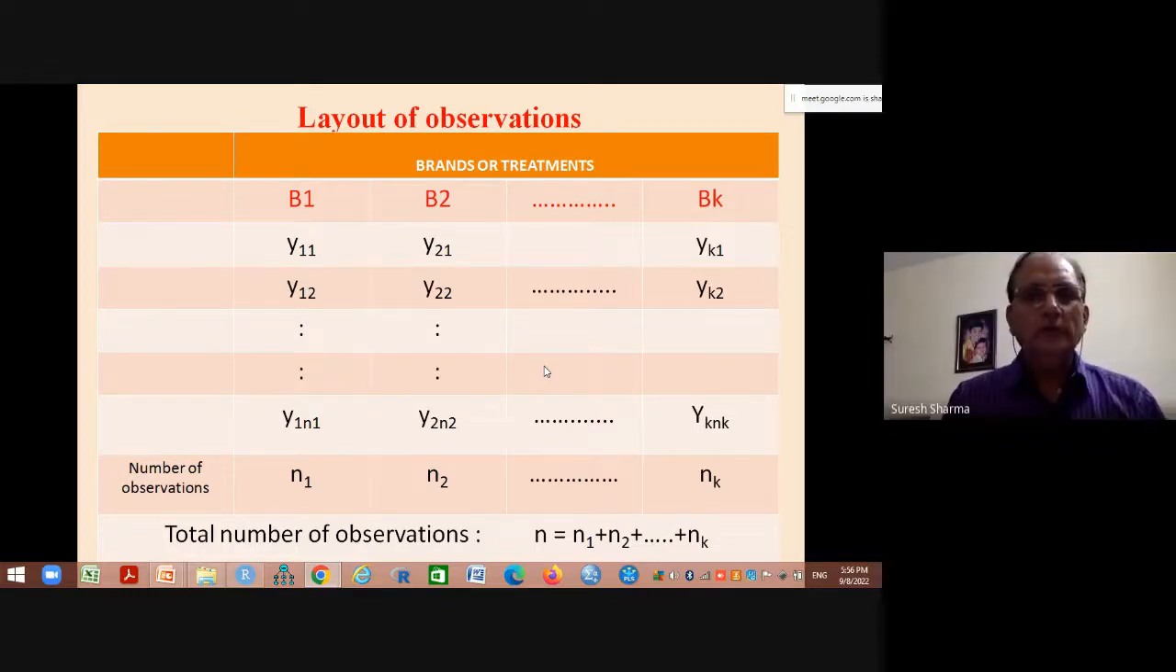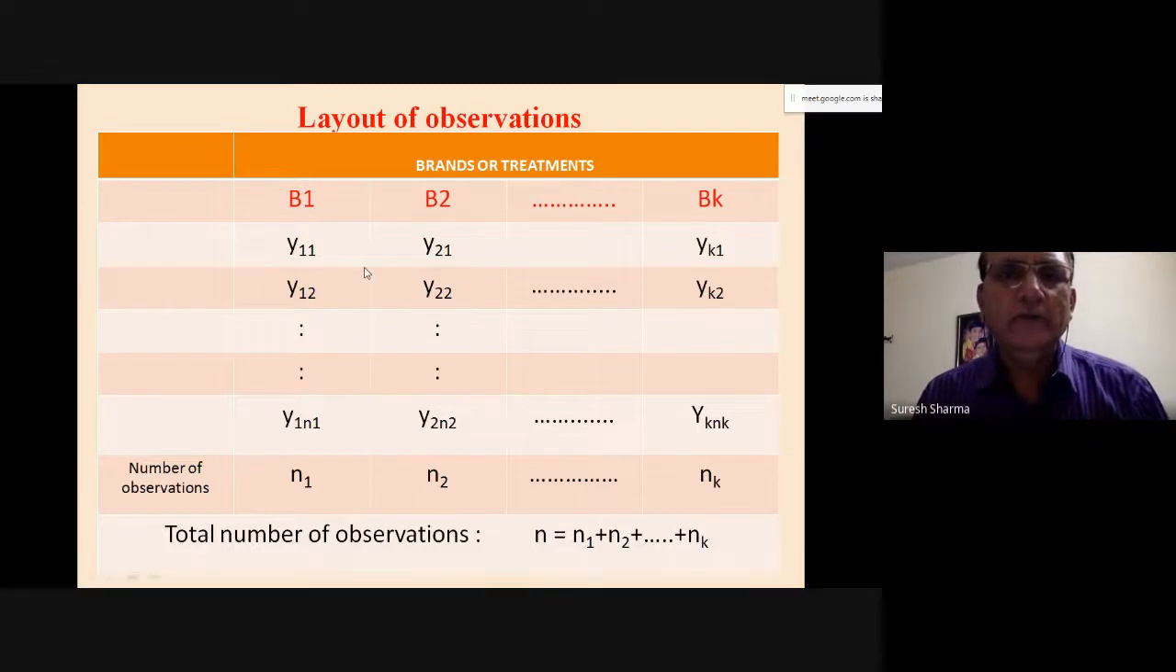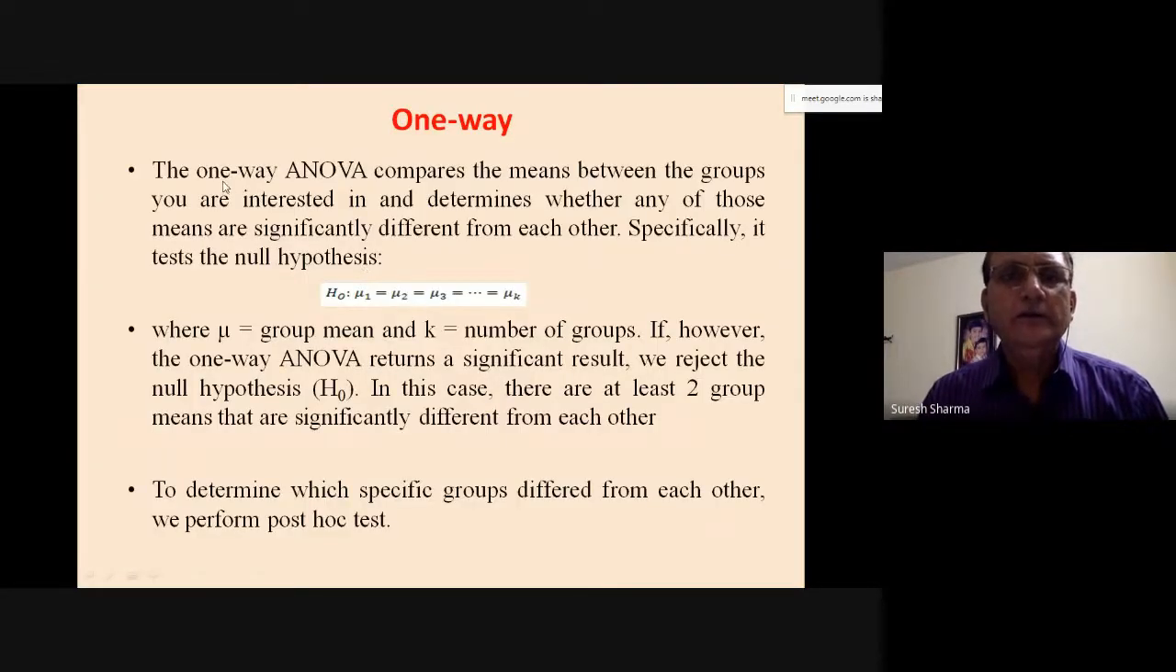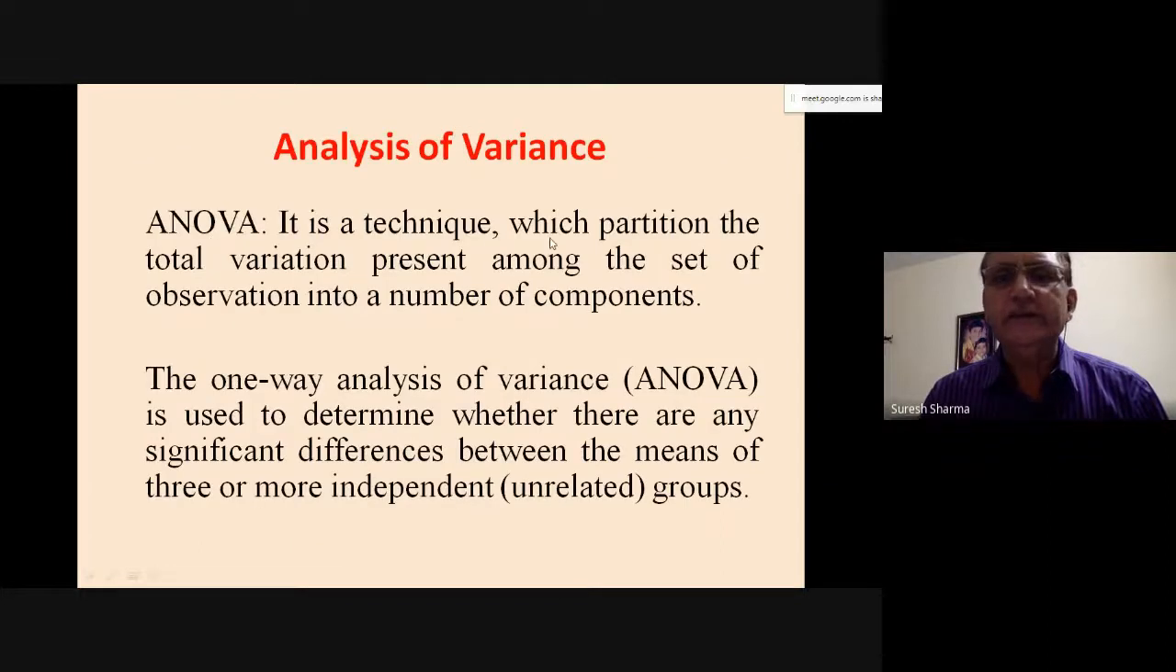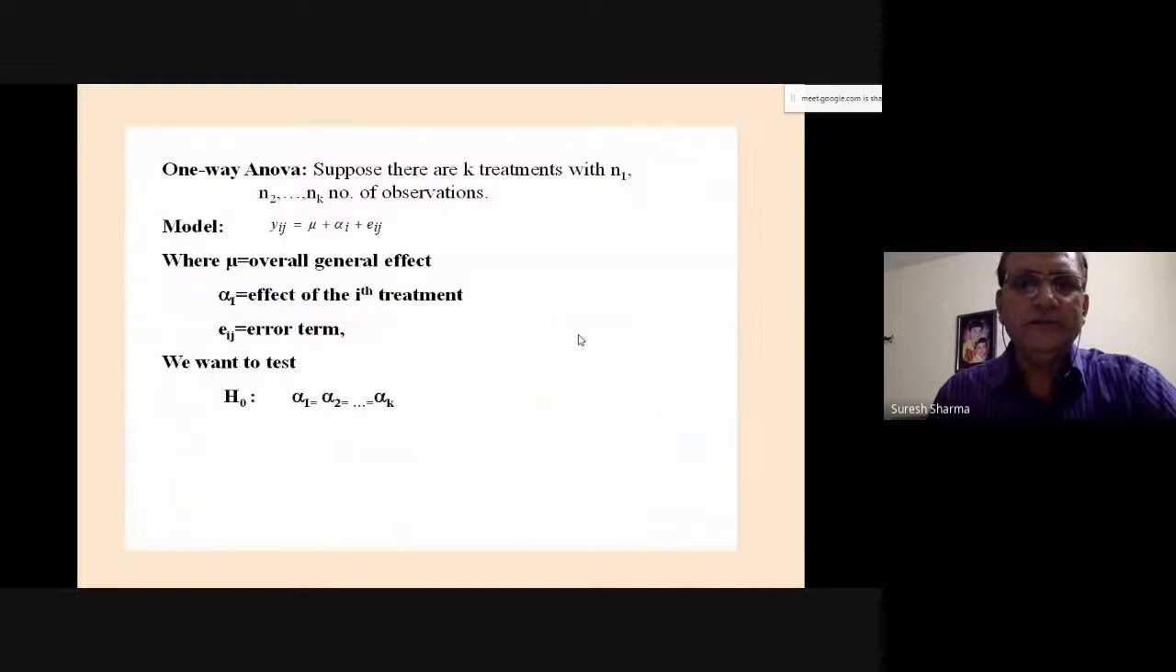Okay, so now go through the first line which I have written. The one-way analysis of variance. Analysis of variance is a technique which partitions the total variation present among a set of observations into a number of components. In one-way ANOVA, it splits the total variation into two components: one is between variation, another is within variation. Is that okay? But when I come to two-way ANOVA, you will see that total variation will be split into three components. I will show it to you. So let's complete one-way ANOVA first.